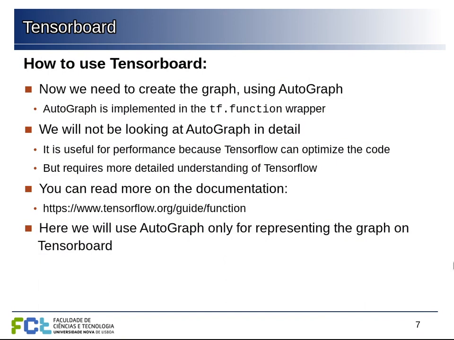Autograph is implemented in this tf.function. We are not going to use this in much detail, but if you want to get some more performance out of TensorFlow, you should look at the documentation. The reason why we're not doing this is because this way of using TensorFlow is very peculiar about the shapes of the tensors and the types of variables you use.